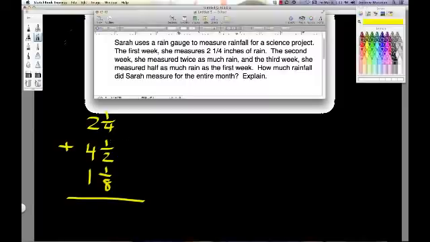So I took our information from week 1, which was the 2¼ inches of rain, week 2, which was 4½, and week 3, which was 1⅛, and I set it up vertically. And so the very first thing that I notice is that I have different denominators. I have fourths, I have halves, and I have eighths. Well, when you're adding fractions, your denominators must be the same.